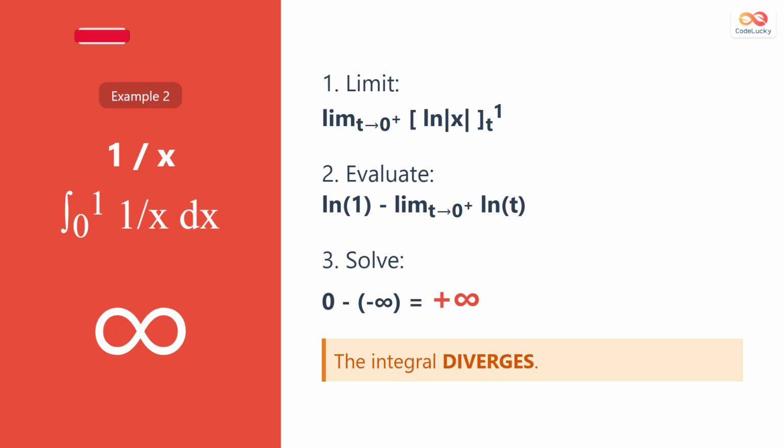Now consider the integral from 0 to 1 of 1 over x. We perform the same steps. The integral of 1 over x is the natural log of x, which we evaluate from t to 1. This gives us natural log of 1, which is 0, minus the natural log of t as t approaches 0. The natural log of t goes to negative infinity. Subtracting a negative infinity gives us positive infinity. Therefore, this integral diverges.